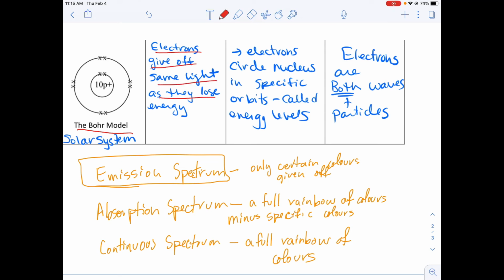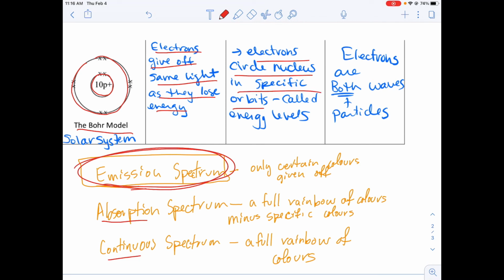The evidence that supports the Bohr model is that electrons give off some light as they lose energy, and this gives an emission spectra. You may have studied emission, absorption, and continuous spectrum in Science 9. But essentially, atoms, when they're given enough energy, give off light, and they give off specific patterns of light. It's related to whether the electrons are in one orbital or the other orbital. So electrons in different orbitals give off different wavelengths of light. The Bohr model says that electrons circle the nucleus in specific orbits. Those are called energy levels. Sometimes they're called shells.